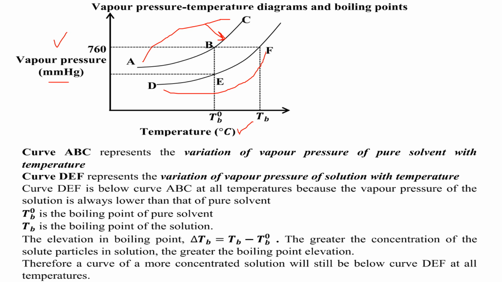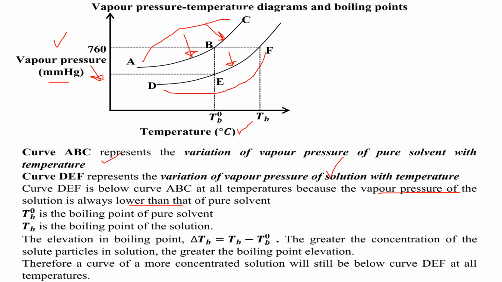Always remember this. Whenever we are adding a non-volatile solute, it's going to lower vapor pressure. So that means that the curve that is up is going to be for a pure solvent, and the curve that is down is going to be for a solution where non-volatile solutes are present, because they are the ones that are going to lower vapor pressure. Now you're saying that curve ABC represents variation of vapor pressure of pure solvent with temperature. Now curve DEF is going to represent the variation of vapor pressure of the solution with temperature, just like I explained. Curve DEF is below curve ABC at all temperatures because the vapor pressure of the solution is always lower than that of the pure solvent.